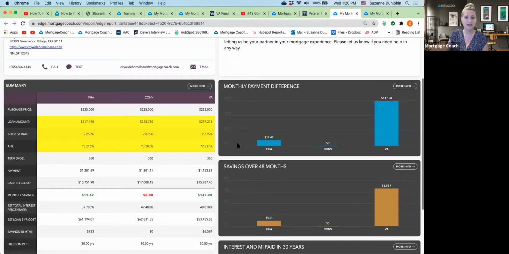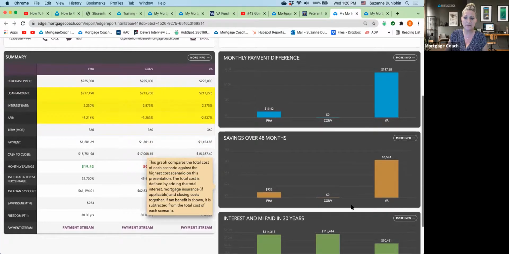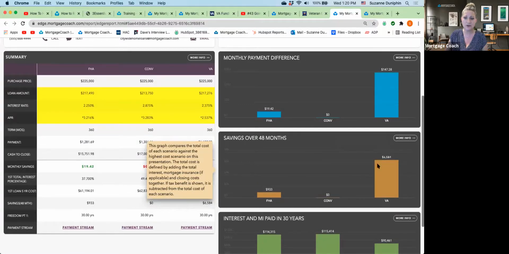This is where you're going to be able to see the monthly payment difference. Okay, they're saving $147 plus on that VA product. This is over 48 months. Now you guys can configure this particular short-term analysis graph, but you can clearly see the VA product is saving them money over the short term. Okay. Interest and MI paid, even with the funding fee, the VA is about $7,000 less than these other two products due to the monthly MI. Okay. And the conventional has a slightly higher interest rate.